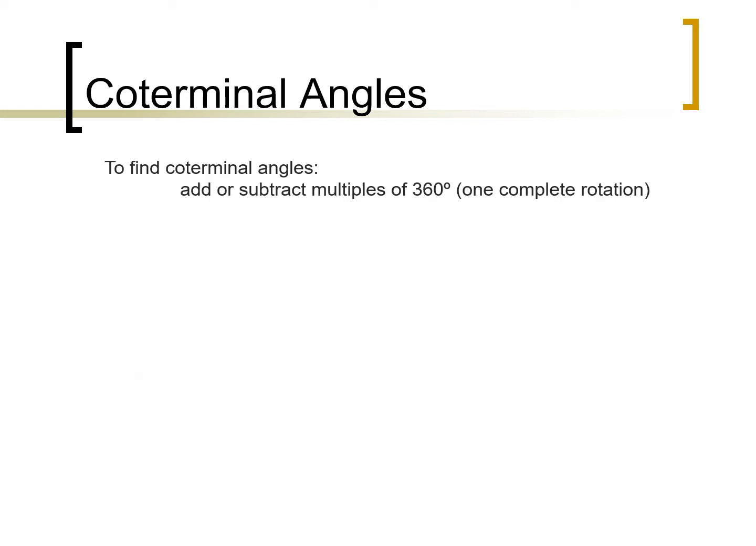Well, to find coterminal angles, all we need to do is take the angle that was given and add or subtract multiples of 360 degrees, which basically means we're going to take our angle and add another spin around in some direction, either in the positive direction, which would be adding 360, or in the negative direction, which would involve subtracting 360. And we can do this as many times as we want. That's why I'm saying multiples of 360 degrees.